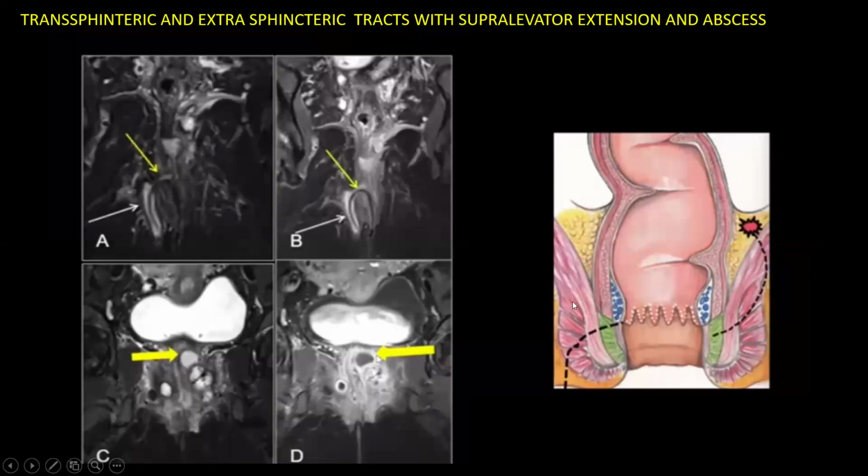On the left side, you see an abscess, a large abscess in the supralevator region, right? This is the levator ani. Above that, the supralevator, it crosses the levator and then it opens inside, right? So on the left side, you again have an extrasphincteric tract with supralevator extension and abscess, a grade 5 complicated tract with ramification and abscess.